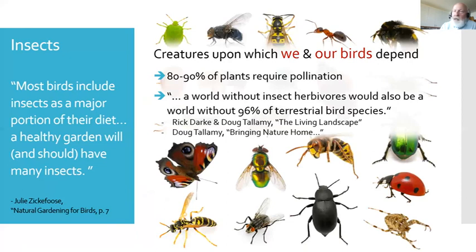Now, I want to come back to insects here, and I want to repeat this: 80 to 90% of the plants we do grow require pollination. And this is a frightening thought. Think about a world without insects: it is a world without 96% of the terrestrial bird species that we depend upon. And you notice he's talking about terrestrial bird species as opposed to aquatic and pelagic birds, right? Which have a whole different ecosystem going on here.